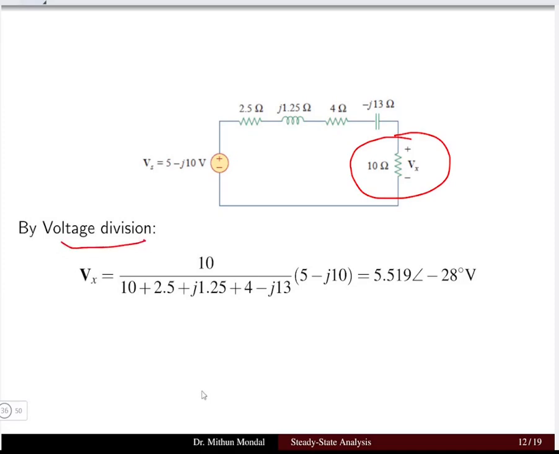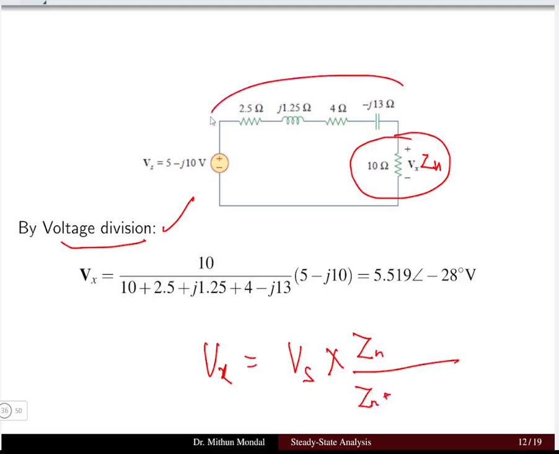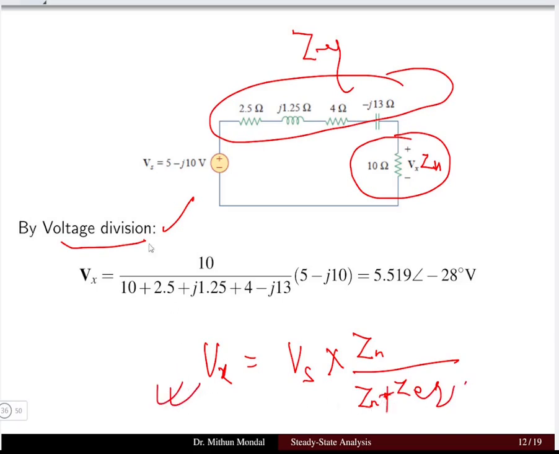Now my circuit has been reduced into a much smaller format. What does the voltage division rule say? It says that Vx is equal to the source voltage Vs multiplied by this impedance, which I take as Zn, divided by Zn plus this one, which I take as Z equivalent. So Vx equals Vs times Zn over Zn plus Z equivalent. In this way I get the value of Vx using the voltage division rule. So the final answer of the voltage is this one.